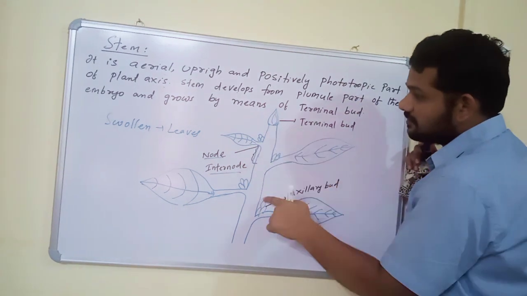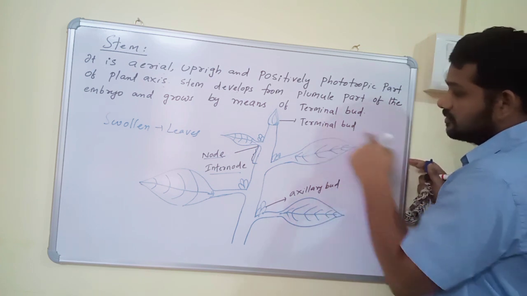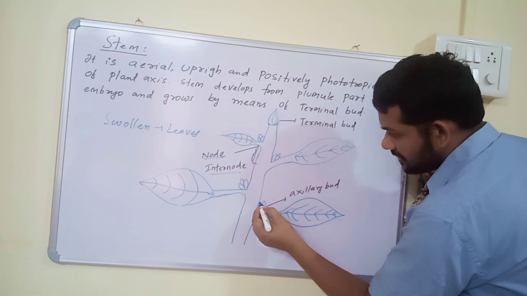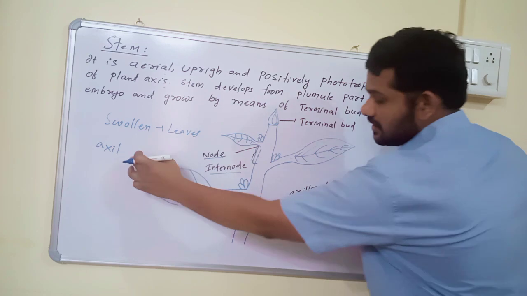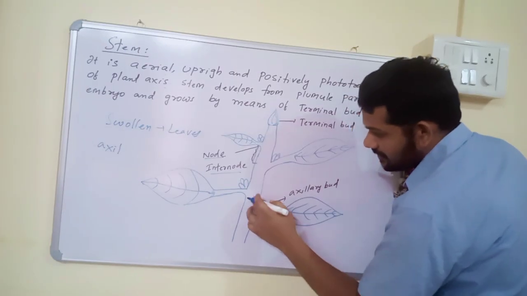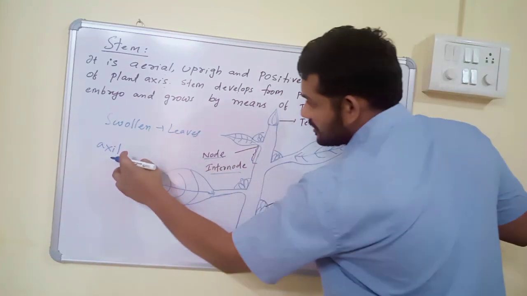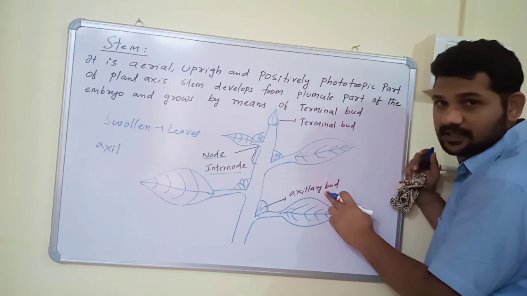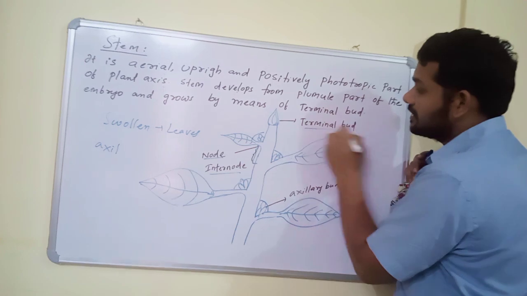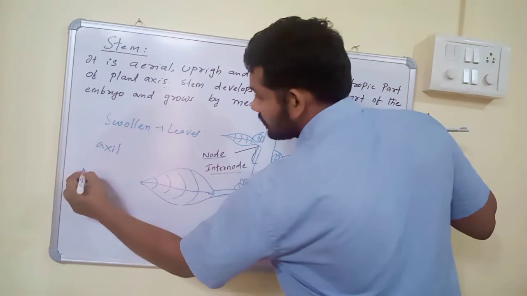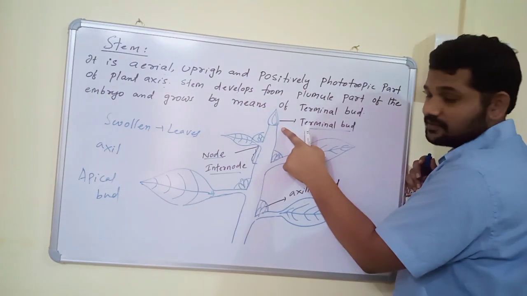Generally, the stem has two floral buds: axillary buds and terminal buds. Axillary buds are usually present in the axil. What is the axil? The angle between the stem and the leaf. The axil bears a floral bud called the axillary bud. And this is the tip of the stem. The tip also contains another floral bud, called the terminal bud. The terminal bud is also called the apical bud because it is situated at the apex of the shoot.